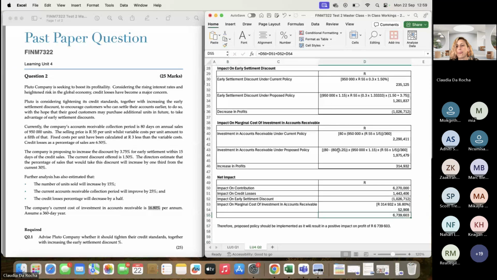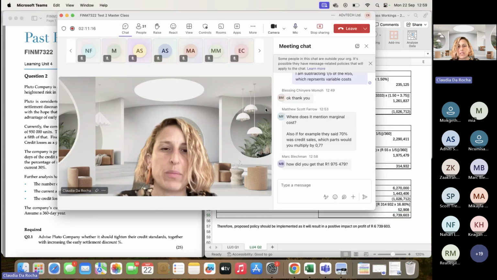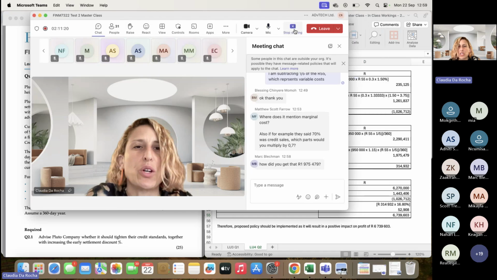Okay. Any questions on this question? Just want to double check that I haven't missed anything. Okay, so there are a few questions. Where does it mention marginal cost? Also, if, for example, they say 70% was credit sales, which part would you multiply by 70%?